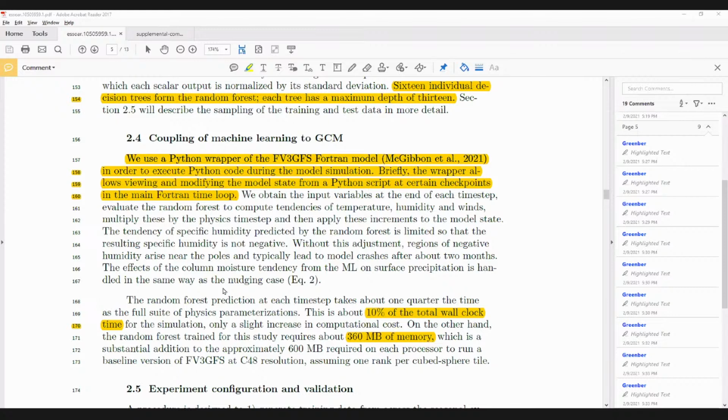There's a question from the chat. I can find the chat. I really struggle with Zoom.